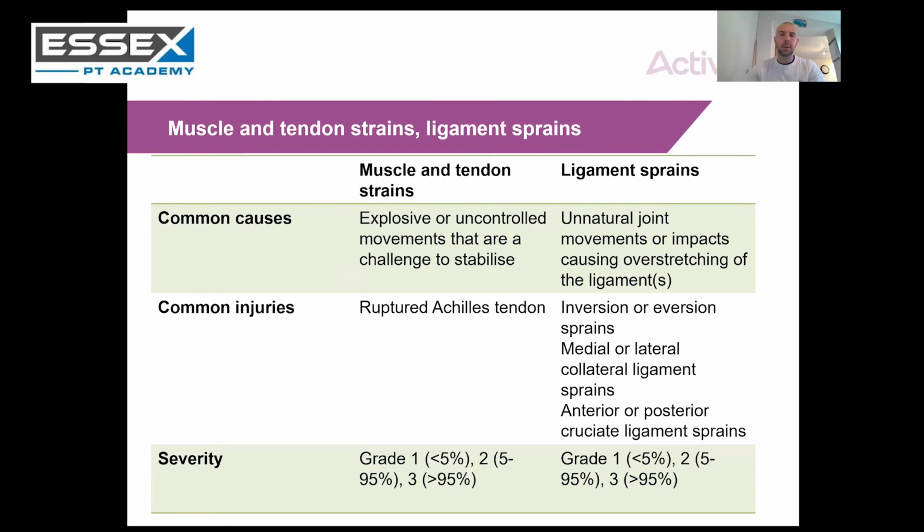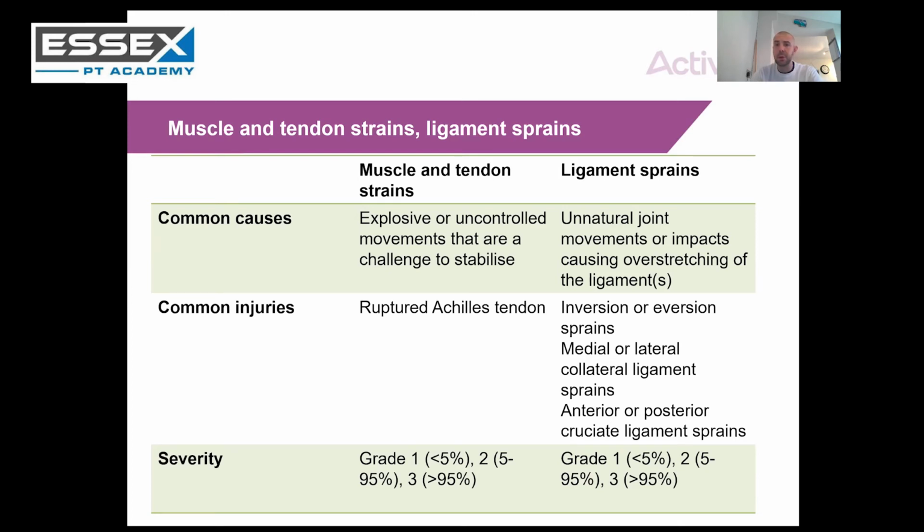So then moving on to muscle and tendon strains, ligament sprains. Muscle and tendon strains, okay. Common causes are explosive or uncontrolled movements that are a challenge to stabilize. So if you haven't got the strength to stabilize those movements, then the chance of a muscle tear or a tendon strain is much higher. Remember, just quickly going back to muscle and tendons: tendons attach muscle to bone, ligaments attach bone to bone, okay, just to remind you of that.